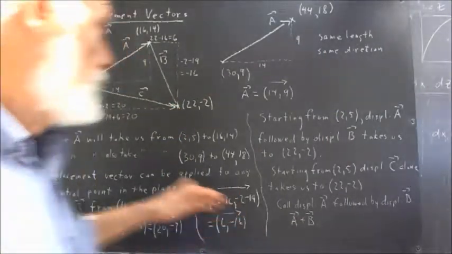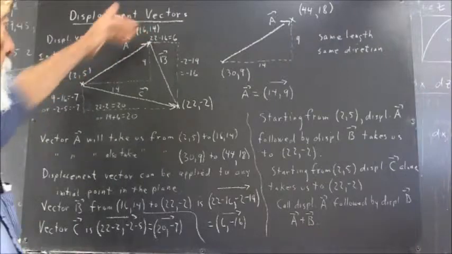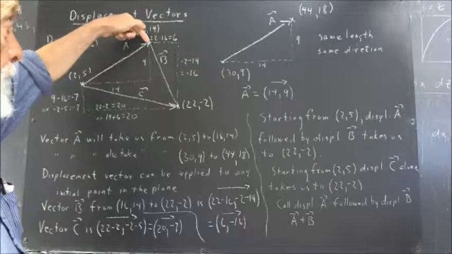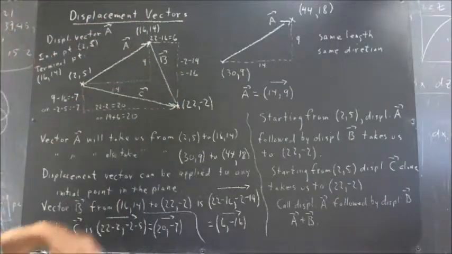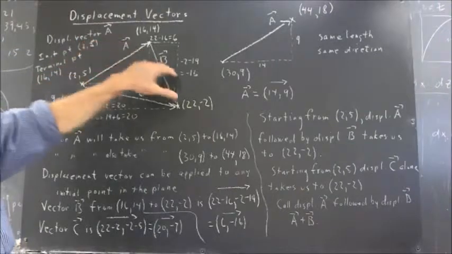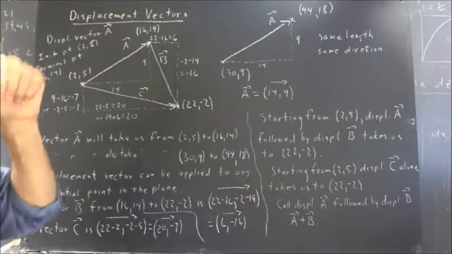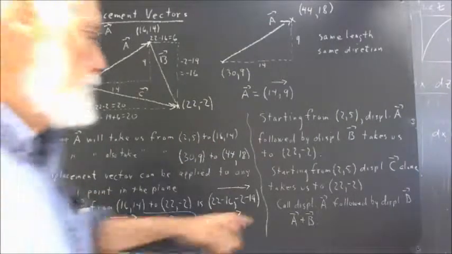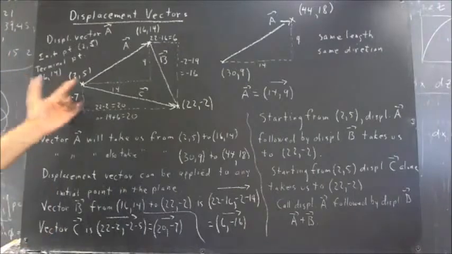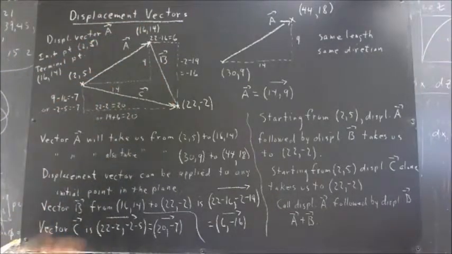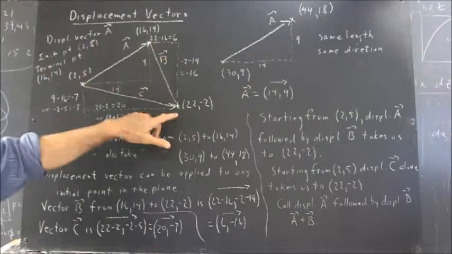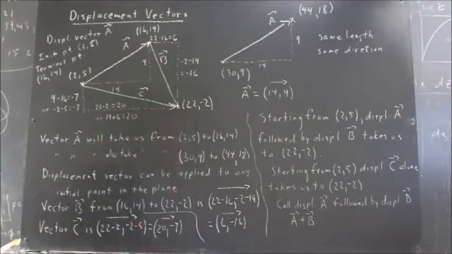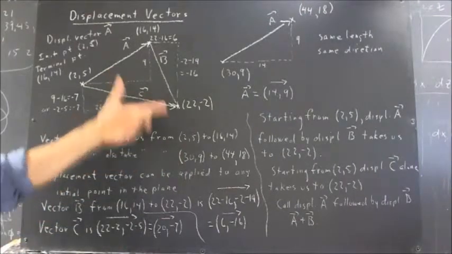So A plus B takes us from 2, 5 to 22, negative 2. And the idea is that we're adding the two vectors if we do this: if we start somewhere and do the first displacement, and then from that point we do the second displacement, the net displacement we're going to call A plus B. We're going to call that addition of displacement vectors. Well, what can we say then about A plus B in this figure? Well, it's clear that A plus B is a vector that takes us from here to here, and C is a vector that takes us from here to here. So we're going to conclude that C equals A plus B.